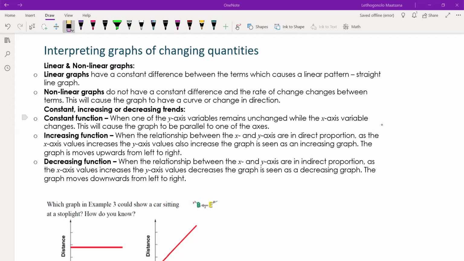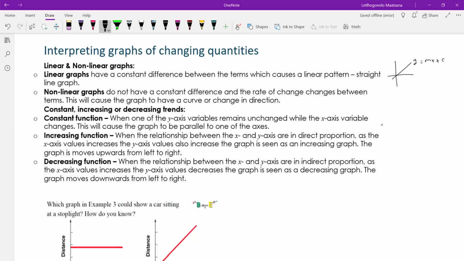Hi, for today's lesson, we'll be talking about interpreting graphs of changing quantities. With graphs, we can either have graphs that are linear or nonlinear. Linear graphs have a constant difference between their terms, which causes a linear pattern. We get a straight line graph. An example of this would just be, ordinarily, the y = mx + c line.